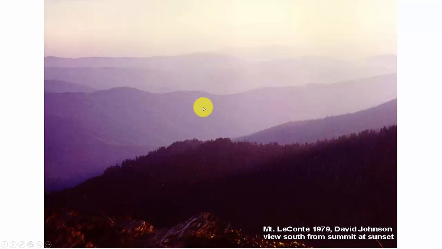And this is a picture of Mount LeConte at sunset. I made this back in 1979, right after coming to Quillen College of Medicine. Hope you enjoyed this very short video.